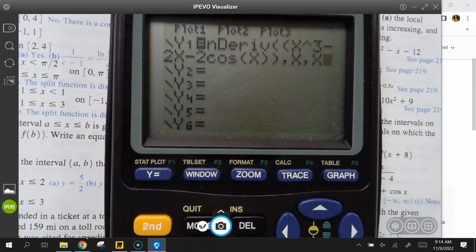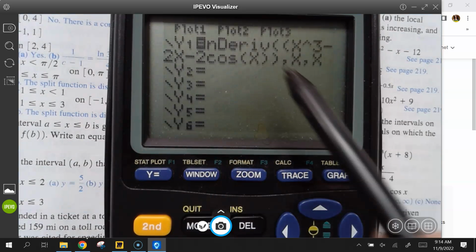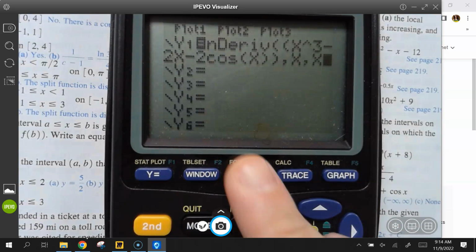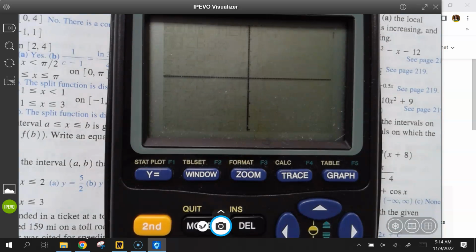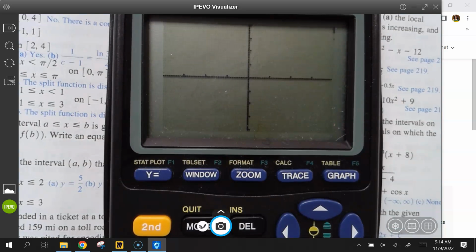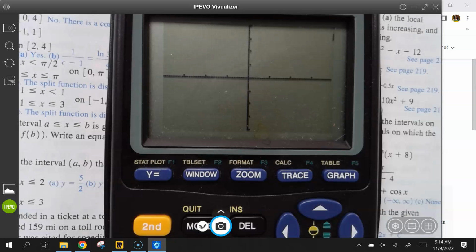All right, I'm going to do a zoom trig since I have a trig function in here. It takes a minute. Mine takes a long minute because it's an old calculator, but it's actually calculating the derivative. It does a rectangular approximation, which takes forever. Still thinking. Now I can calculate the zeros.